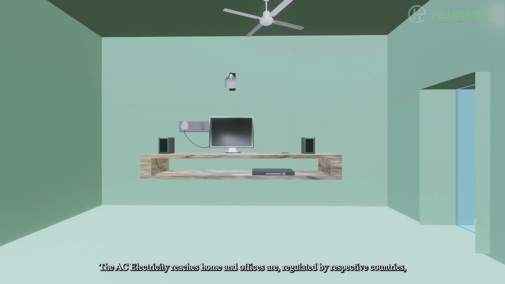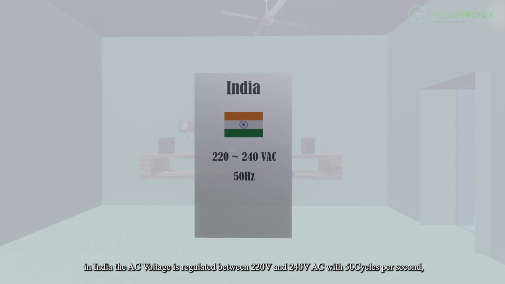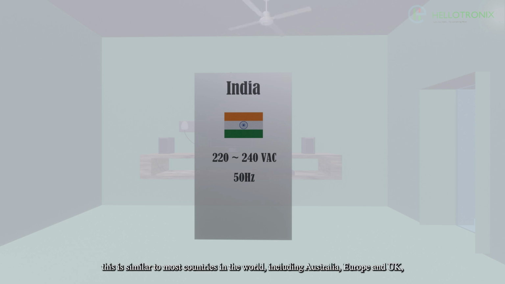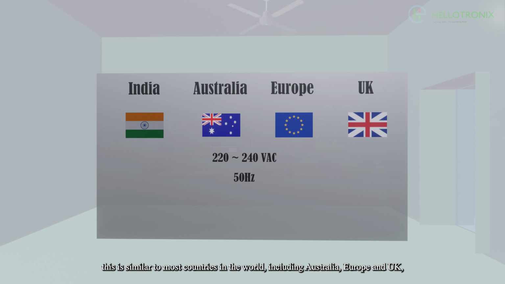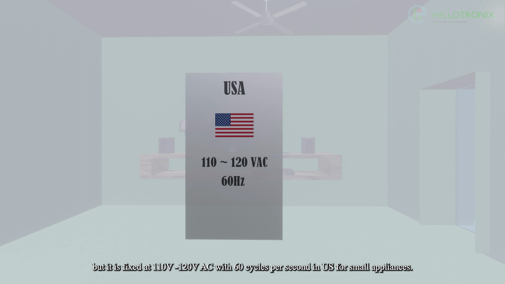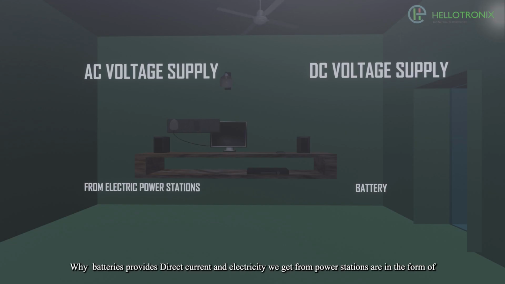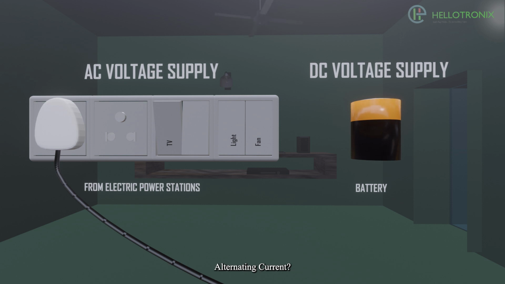The AC electricity that reaches our home and office is regulated by respective countries. In India, the AC voltage is regulated between 220 volt and 240 volt AC with 50 cycles per second. This is similar to most countries in the world, including Australia, Europe, and UK. But it is fixed at 110 volt to 120 volt AC with 60 cycles per second in US for small appliances.